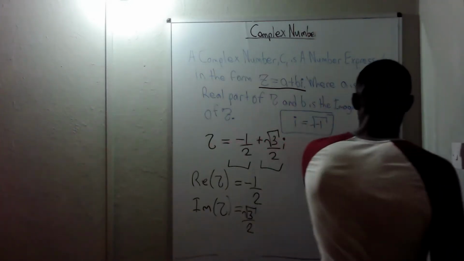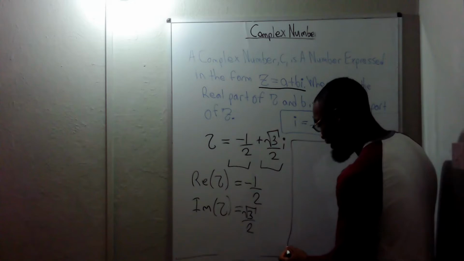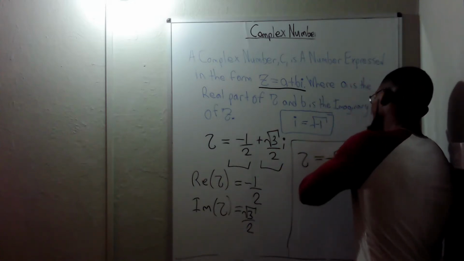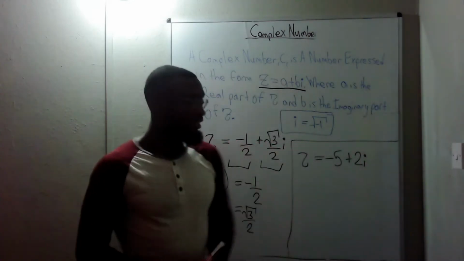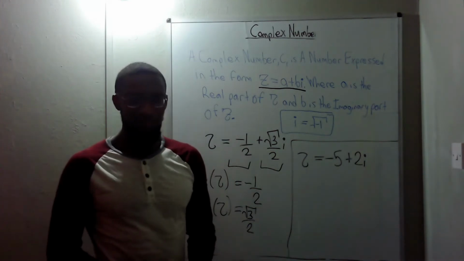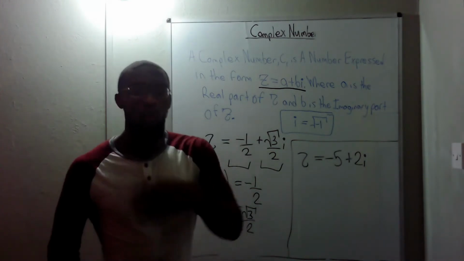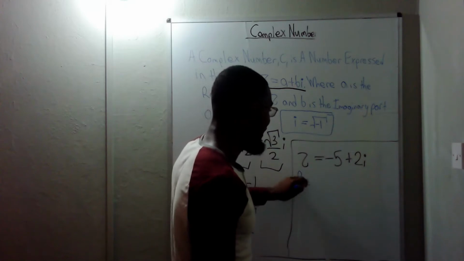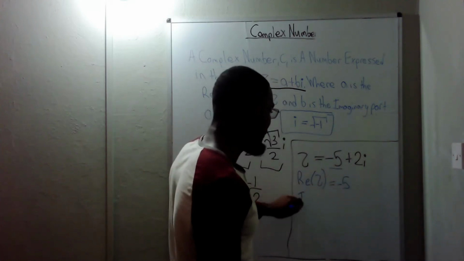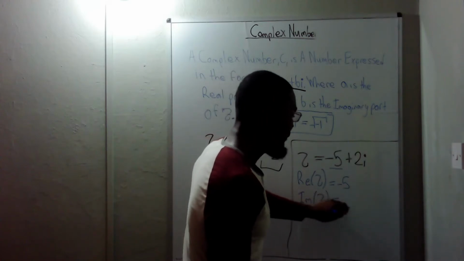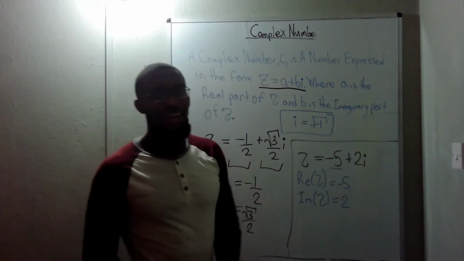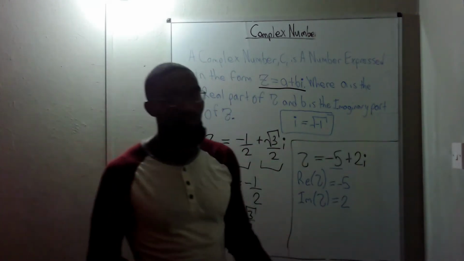So let's try another one. What if I give you a complex number z is equal to minus 5 plus 2i? Try and tell me what's the real part, what's the imaginary part. Hopefully, we'd have said that the real part of z is negative 5 and the imaginary part of z is equal to positive 2. It's just the number before the i. Beautiful so far.